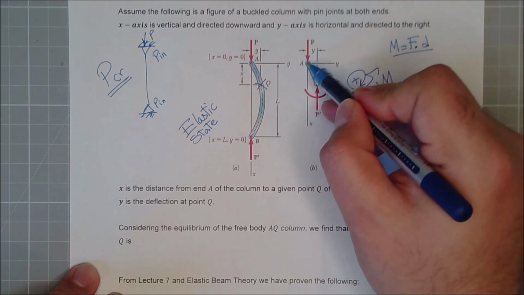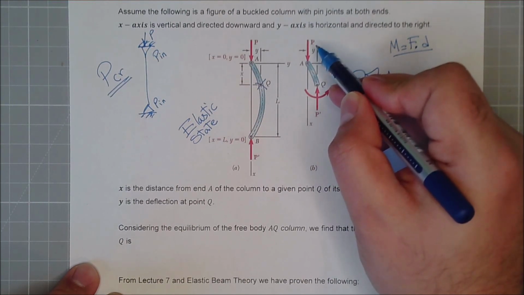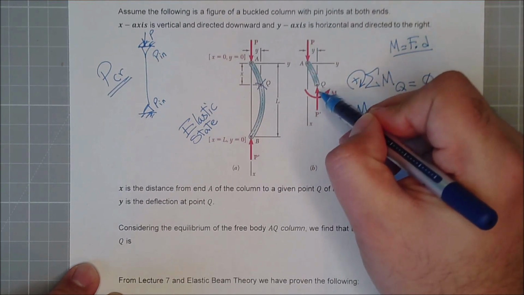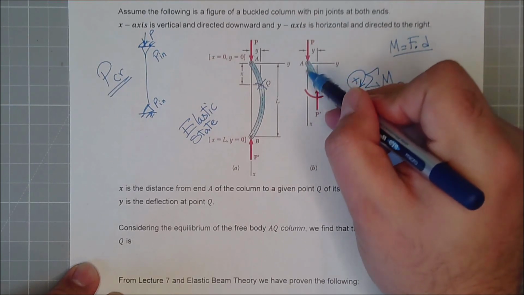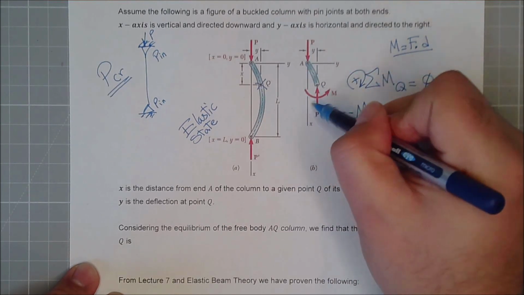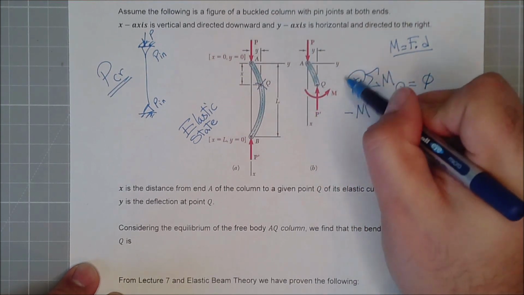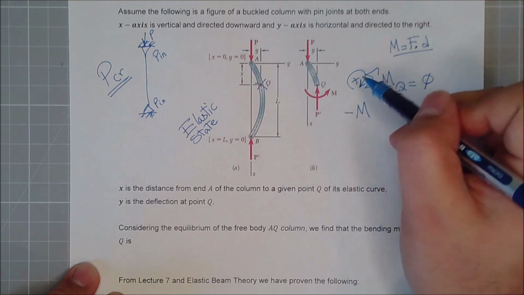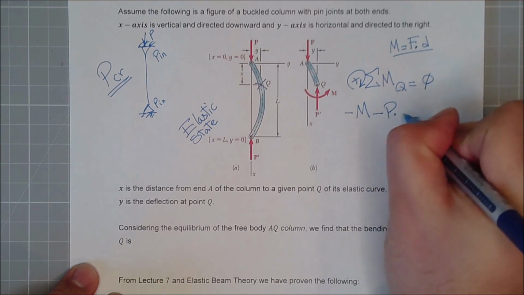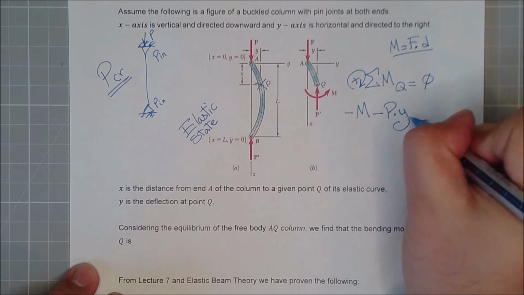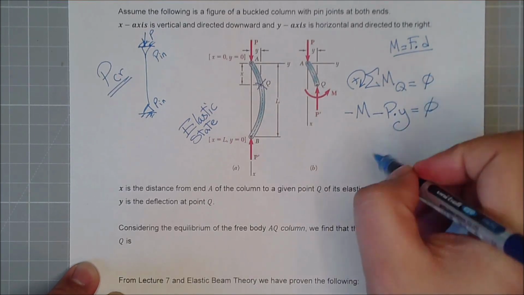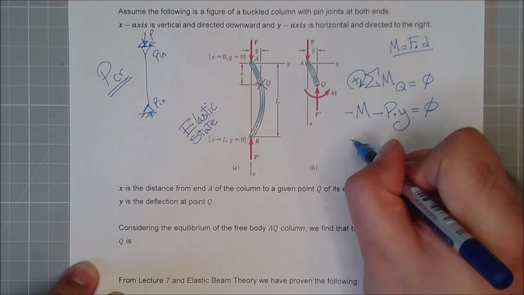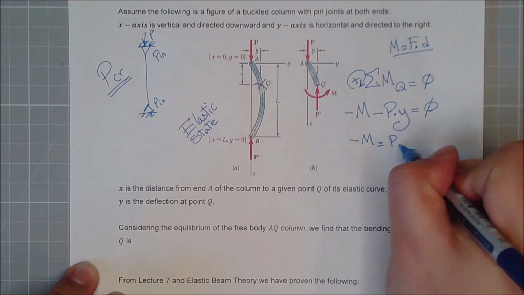But this P which is applied, my compressive axial load, has a perpendicular distance of y to Q, so this will cause a moment. If I follow this force around the centroid of Q, it's anti-clockwise, while my positive direction is clockwise. So this will be minus P times its perpendicular distance, which is y. Any other force? No. So this becomes 0, and from this I can conclude that negative M is Py.